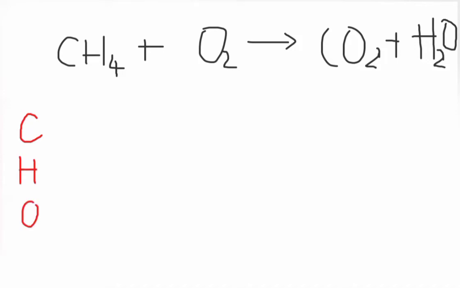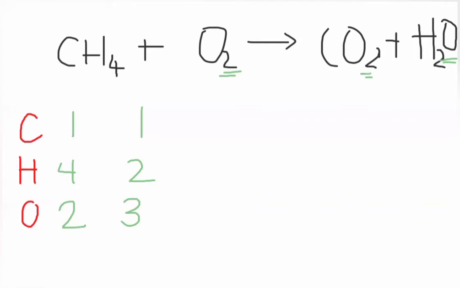So let's see, how many carbons do we have on the left hand side? 1. How many carbons do we have at the right hand side? 1. How many hydrogens? 4. 2. How many oxygen? 2 on the left hand side, as you can see, and 1, 2 plus 3 over here. So we have 3 oxygen atoms at the right hand side.